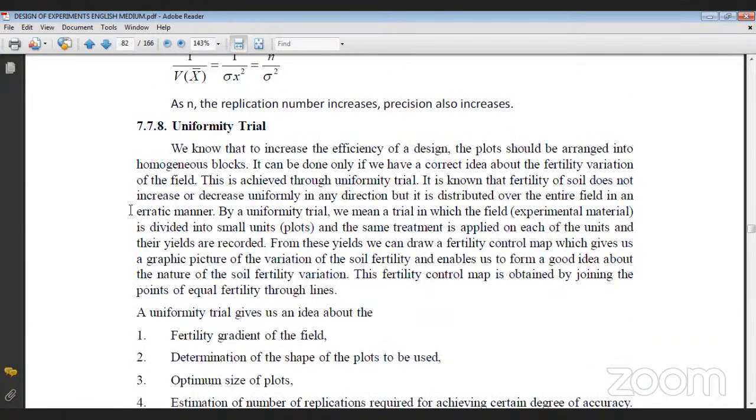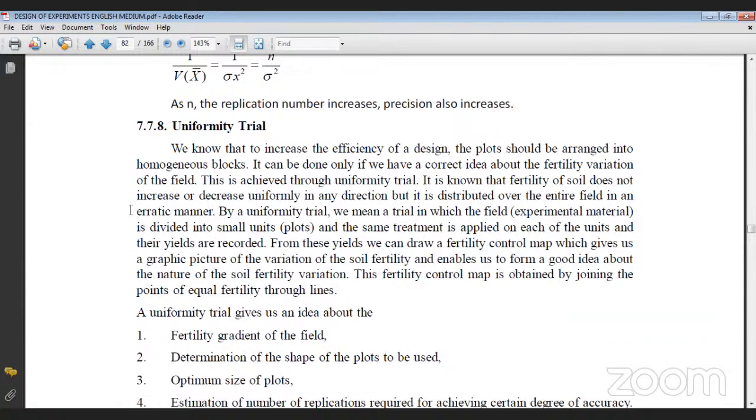Uniformly dry. We know that to increase the efficiency of a design, the plot should be arranged in a homogeneous plot. It can be done only if we have a correct idea about the fertility variation of the field. This is achieved through uniformity itself.